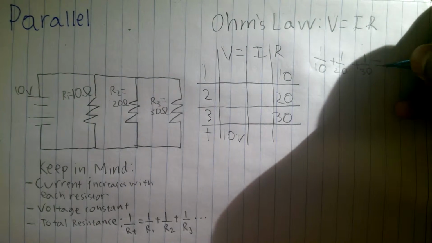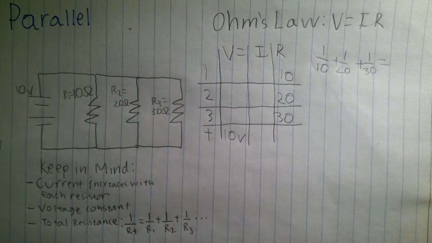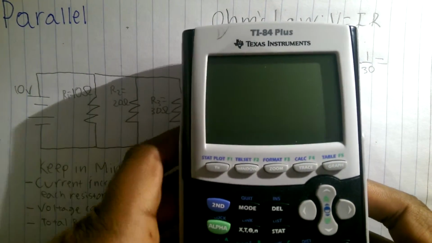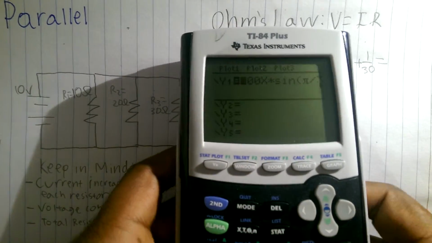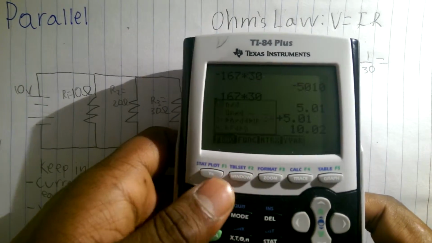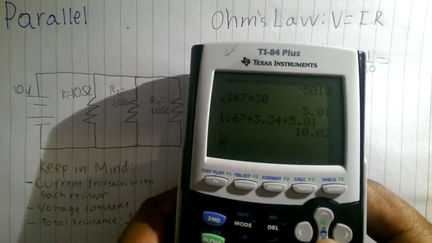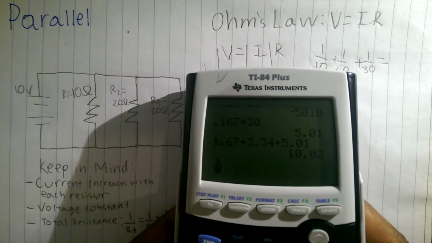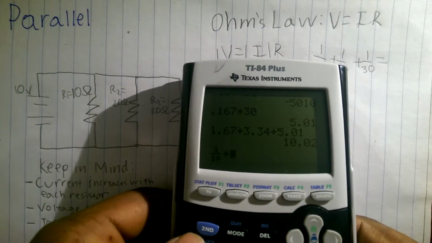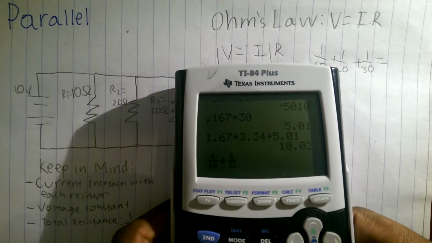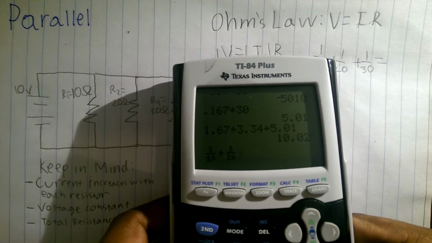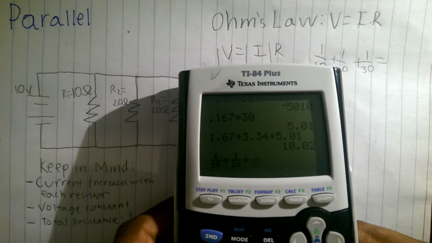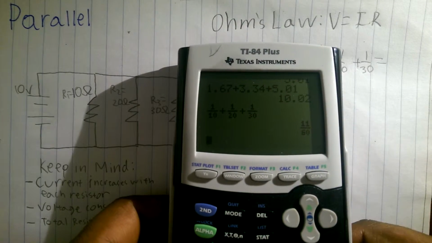And that comes out to, I've got my calculator here, turn it on. Alright, so let's figure that out. So we have 1 over 10 plus 1 over 20 plus 1 over 30. And what does that give us? That gives us 11 over 60.